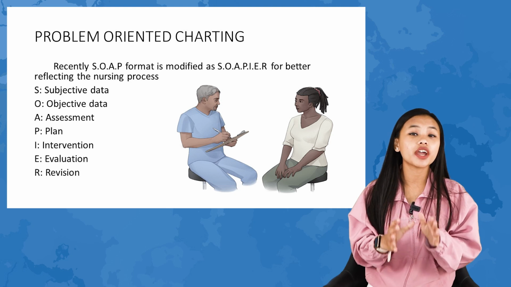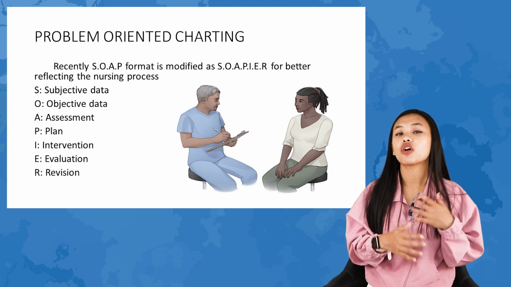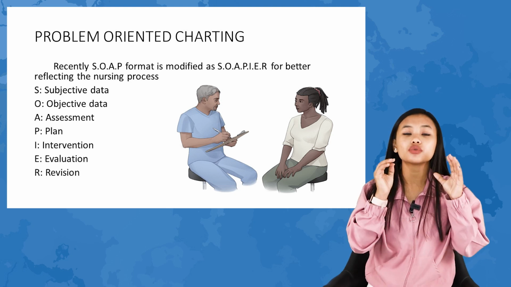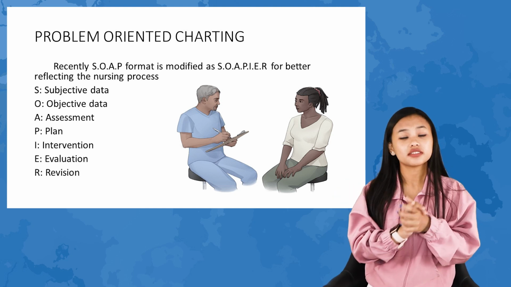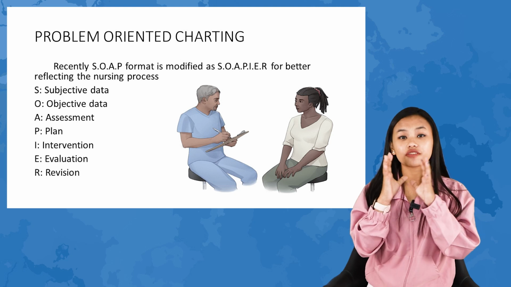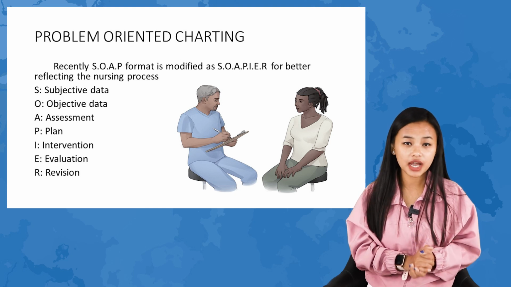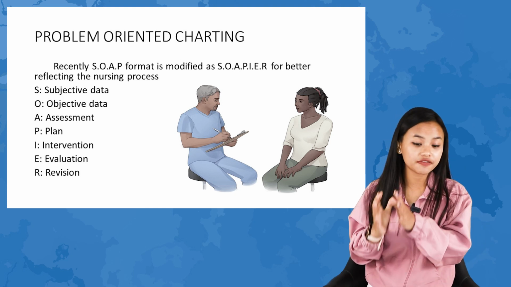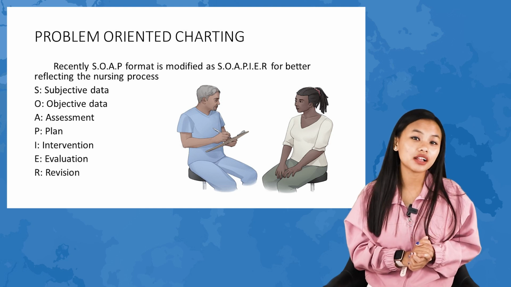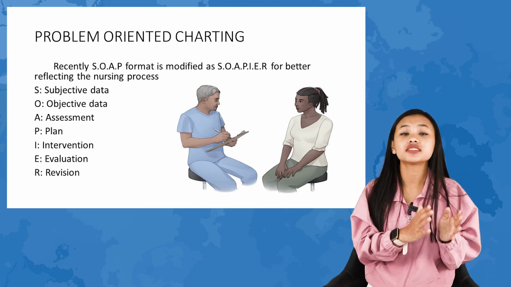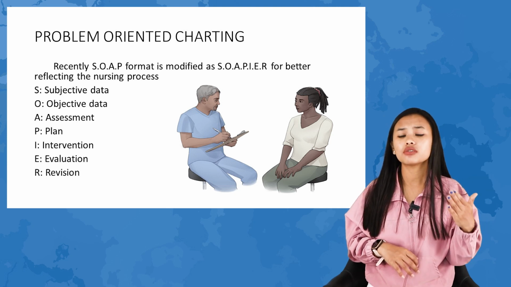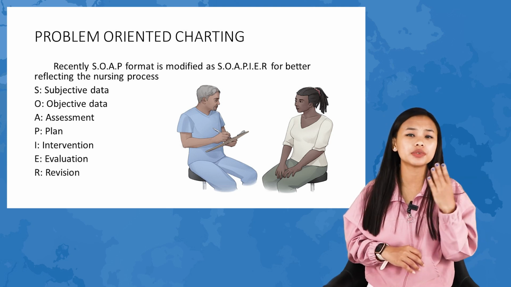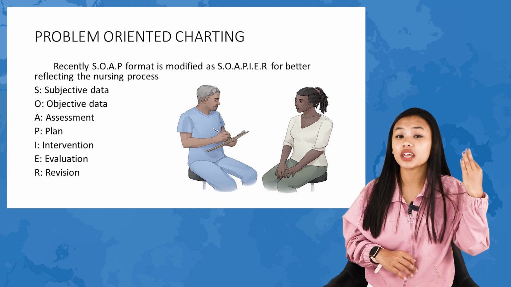It is modified for better reflecting the nursing process. So here again, S stands for subjective data, O stands for objective data, A stands for assessment, P stands for plan, I stands for intervention, E stands for evaluation, and R stands for revision. So here in the first format, we've seen that we'll just be collecting the subjective and objective data, we'll assess, and then we'll plan, right?